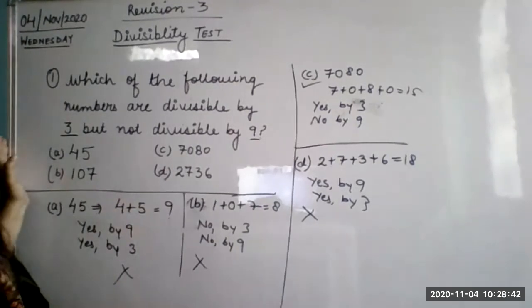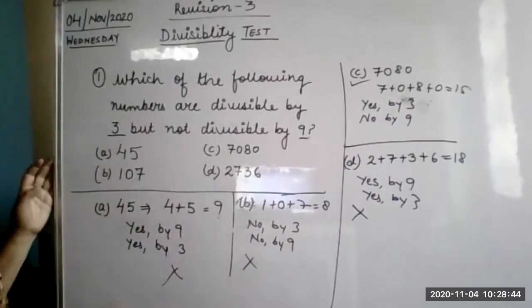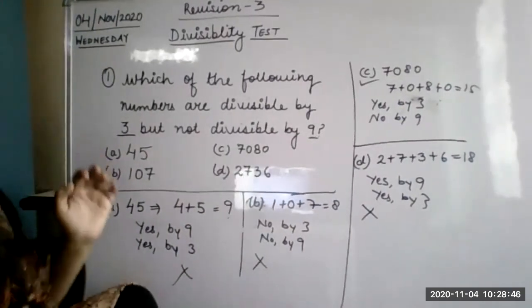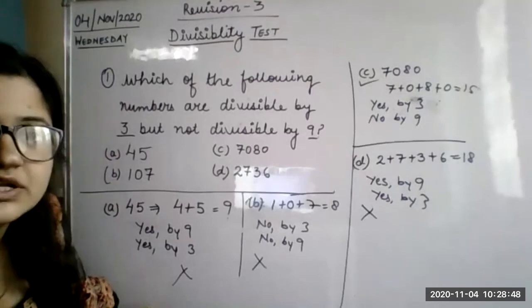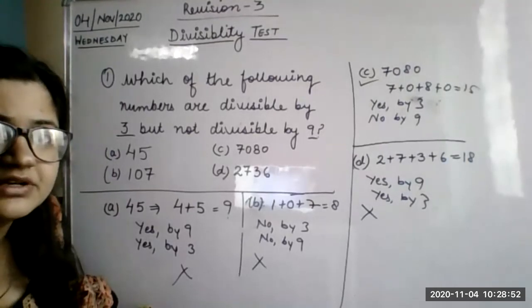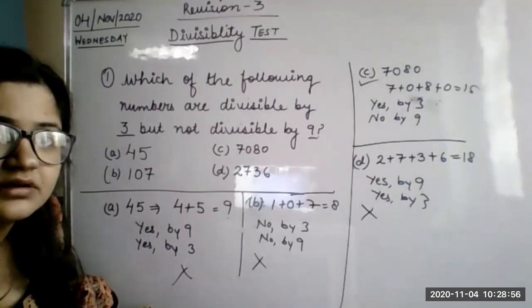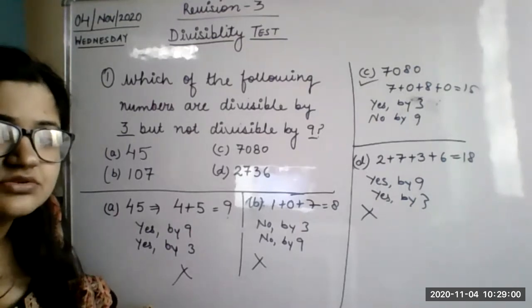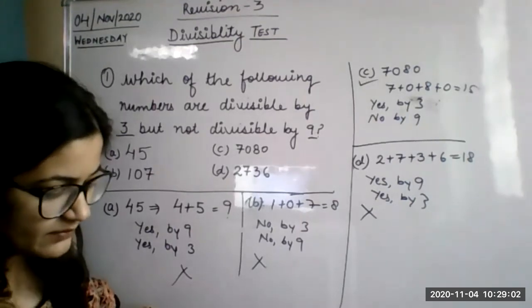Those who are doing the work may do the work. From the rest of the class, I'm asking a few questions. You just answer me, okay? The smallest prime number is what? What is the smallest prime number? Ma'am, 2. Yes, 2 is the smallest prime number.